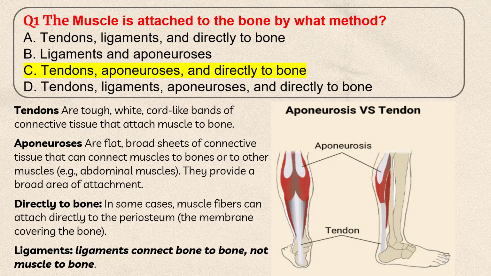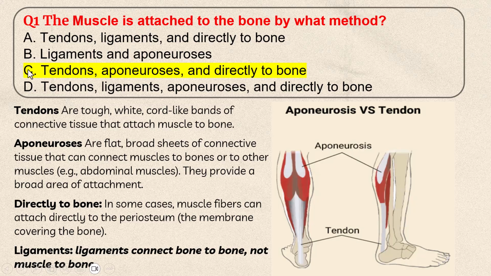The tendons you can see in the picture, they are tough cord-like bands of connective tissue that attach muscle to the bone. Other ones are aponeurosis. They are flat, broad sheets of connective tissue that can connect muscle to bone or other muscles, for example abdominal muscles. They provide a broad area of attachment. Similarly, direct to bone. In some cases, muscle fibers can attach directly to the periosteum, for example, the membrane covering the bone. But in case of ligaments, ligaments connect bone to bone, not muscle to bone.